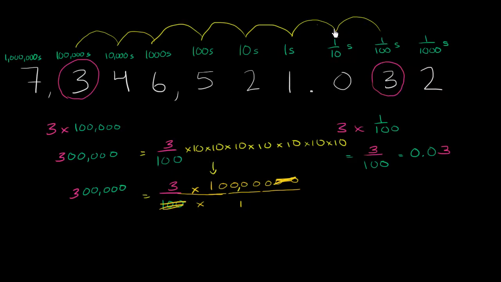Shifting the 3, 1, 2, 3, 4, 5, 6, 7 decimal places makes that 3 worth 1 followed by 7 zeros more, or it essentially makes that 3 worth 10 million more. So this 3 represents 10 million times the value of this 3. Let me write down the numbers. So this 3 is 10 million times the value of that 3.